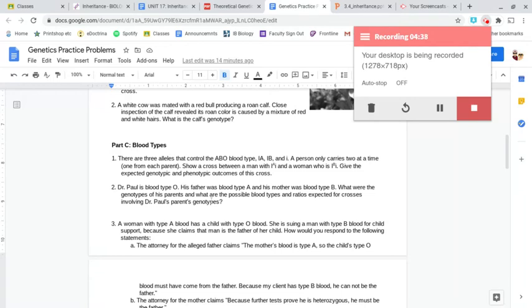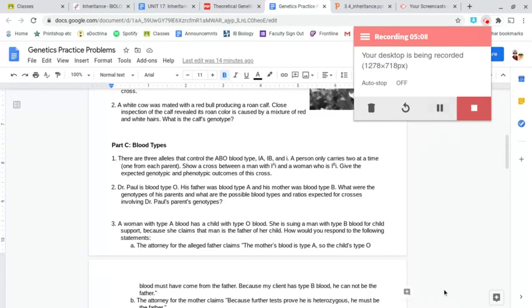So this one says there are 3 alleles that control the ABO blood type. There's IA, IB, and lowercase i. Those are the 3 alleles. That's why this is a multiple allele gene type. A person only carries 2 at a time, 1 from each parent. Show a cross between a man that is IA, lowercase i, and a woman who is IB, lowercase i. Give the expected genotype and phenotypic ratios of this cross.